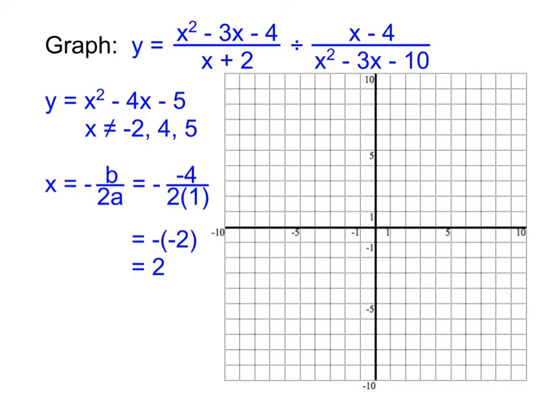If I know the x-coordinate, how do I always find y? Plug it in. And so I'm going to take that 2 and I'm going to plug it back in to the original equation. That will then let me find y. And yes, that works anytime you know the x and you want to know the y, whatever kind of equation you're working with.